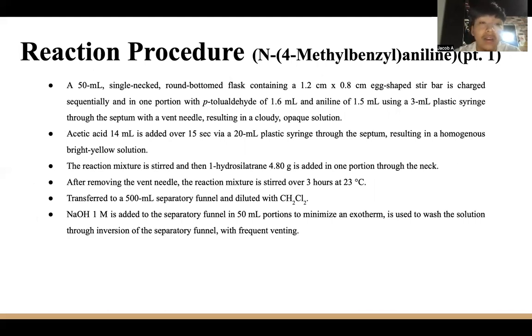Now, this is the reaction procedure for N4-methylbenzaniline. A 50 milliliter single-necked round bottom flask containing a 1.2 centimeter by 0.8 centimeter egg-shaped stir bar is charged sequentially in one portion with 1.6 milliliters of p-tolualdehyde and 1.5 milliliters of aniline using a 3 milliliter plastic syringe through the septum with a vent needle, resulting in a cloudy opaque solution.